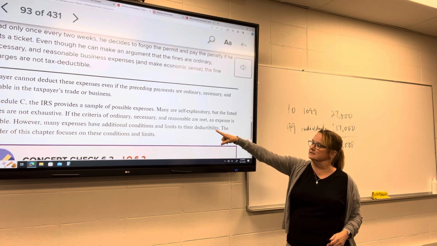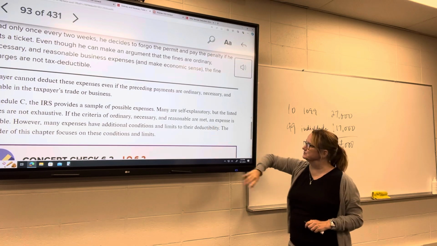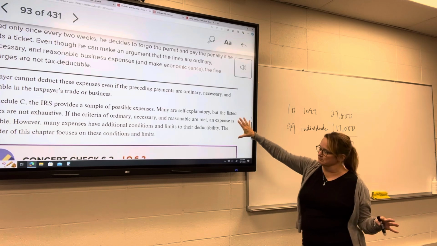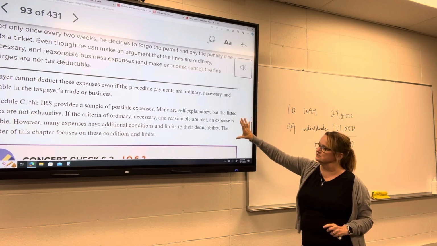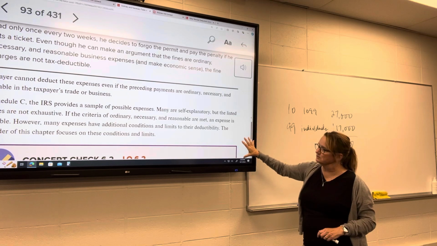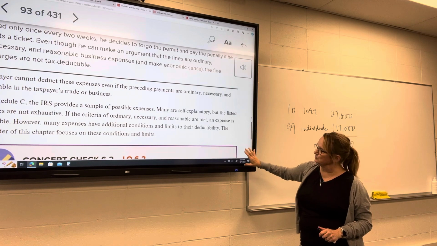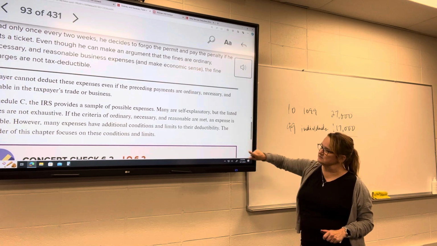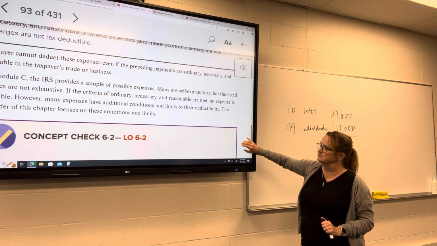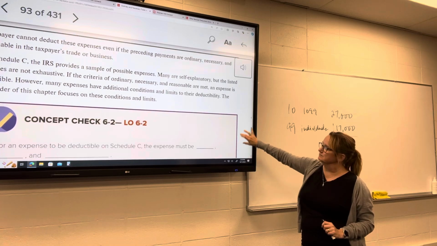So yeah, I showed you the sample of possible expenses. The list of expenses, again, there are many, many more types of expenses than just that, but all of them have to be ordinary, necessary, and reasonable in order to be deductible. Some of the expenses as well have additional conditions and limits to their deductibility. We're going to talk about what those limits are.